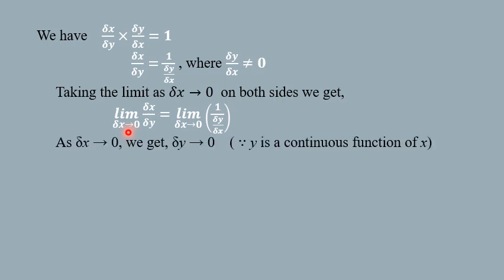As delta x tends to 0 we get delta y tends to 0 because y is a continuous function of x. So here we are going to replace this delta x tends to 0 by delta y tends to 0.